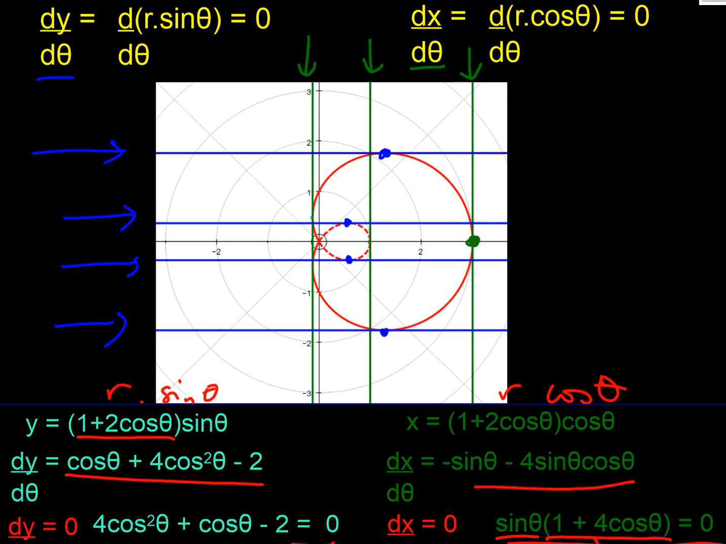I've got theta equals 0 or 2 pi, it could be 4 pi. You can carry on with that, can't you? Here I've got this one here, that's theta equals pi. And here I've got 2 solutions, theta angles, but they actually create the same tangent, don't they, because of symmetry. So there we have 3 tangents.